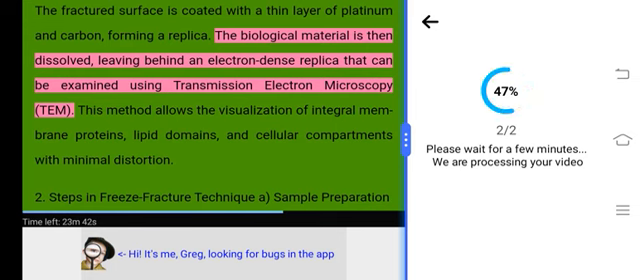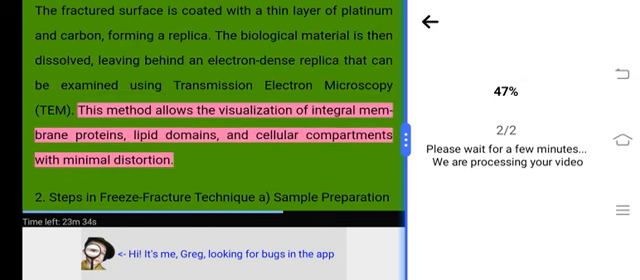The biological material is then dissolved, leaving behind an electron-dense replica that can be examined using transmission electron microscopy (TEM). This method allows the visualization of integral membrane proteins, lipid domains, and cellular compartments with minimal distortion.